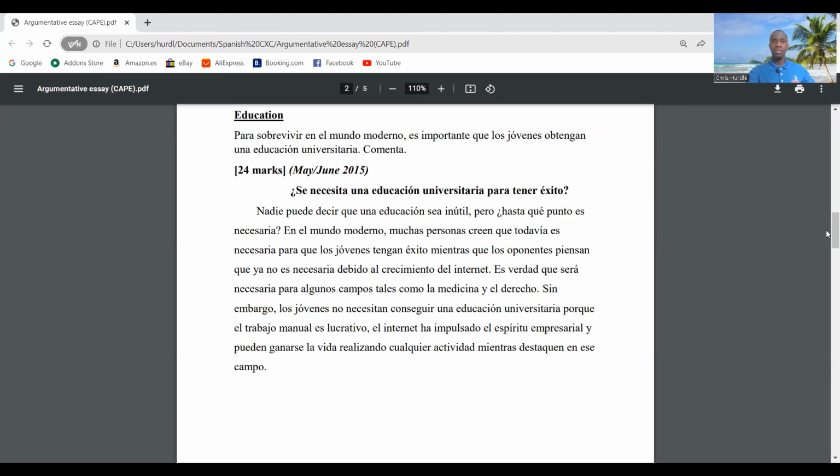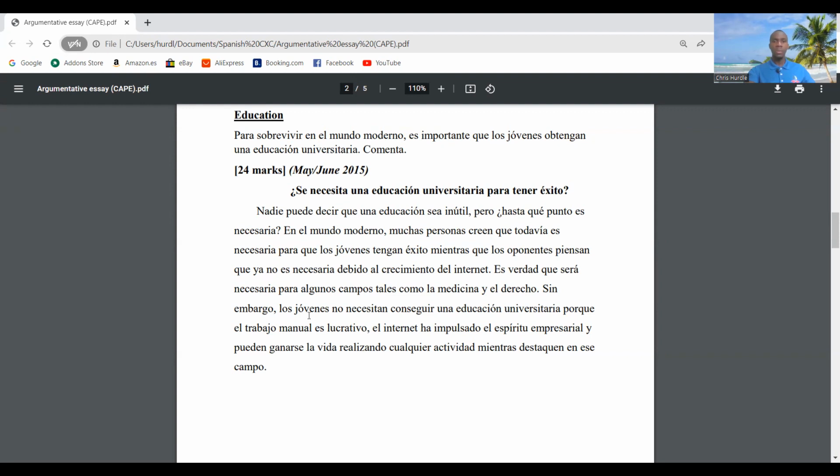Sin embargo, los jóvenes no necesitan conseguir una educación universitaria porque el trabajo manual es lucrativo, el Internet ha impulsado el espíritu empresarial y pueden ganarse la vida realizando cualquier actividad mientras destaquen en ese campo. So that would be my thesis statement, okay?